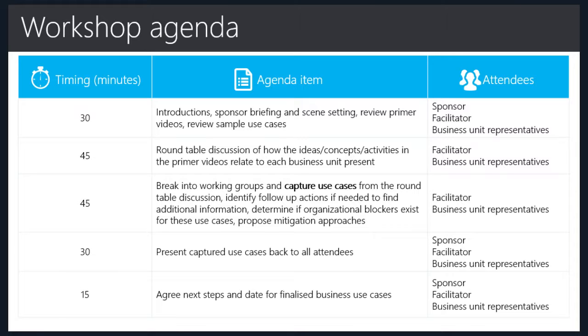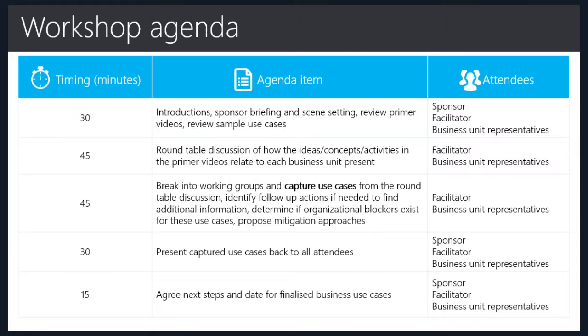But effectively, the key thing is to make sure that we run through these agenda items, which is the sponsor briefing, scene setting, reviewing the sample use cases. Roundtable discussion, and we say it takes about 45 minutes to have that roundtable discussion. And then give people about 45 minutes to break into their working groups. That's where they're going to capture the use cases. They're going to identify any follow-up actions, and they may be looking at whether any organizational blockers exist, and potentially some mitigation approaches.